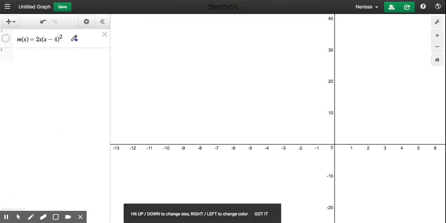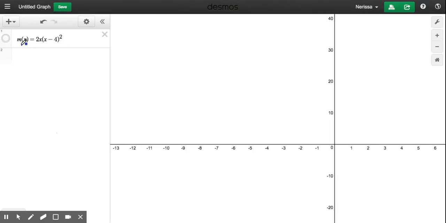Let's graph m of x by hand. So first, let's find the x-intercepts or the zeros of m of x. So we want m of x to be equal to 0. So we'll have here 0 equals 2x times x minus 4 squared, or we can write this as x minus 4 times x minus 4.